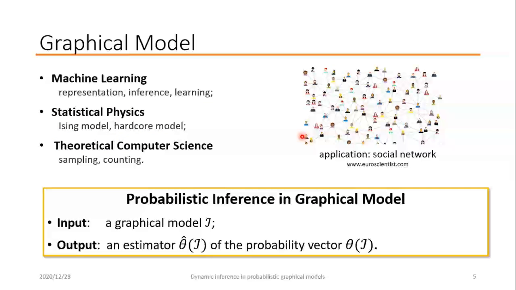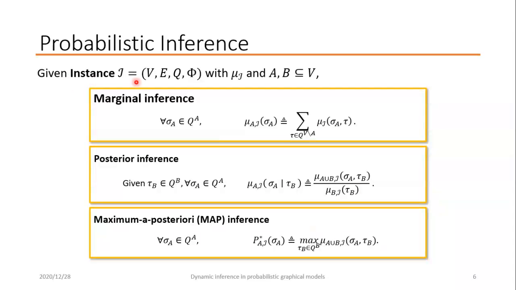The graphical model is very important in many research areas. One of the most important computational tasks for graphical models is to estimate the distribution of a vector of random variables. This problem is very well motivated and also well studied. Given a graphical model instance, there are three kinds of probabilistic inference problems, including the marginal inference, the posterior inference, and the maximum posterior inference.